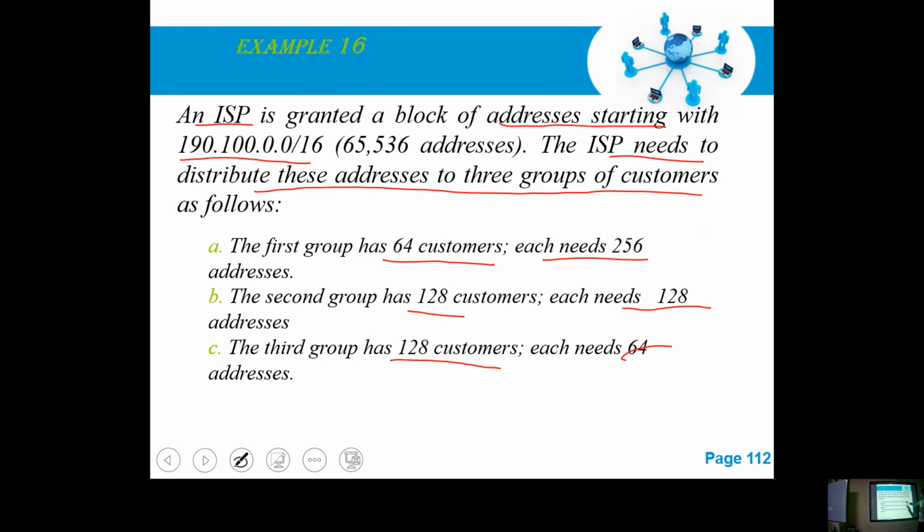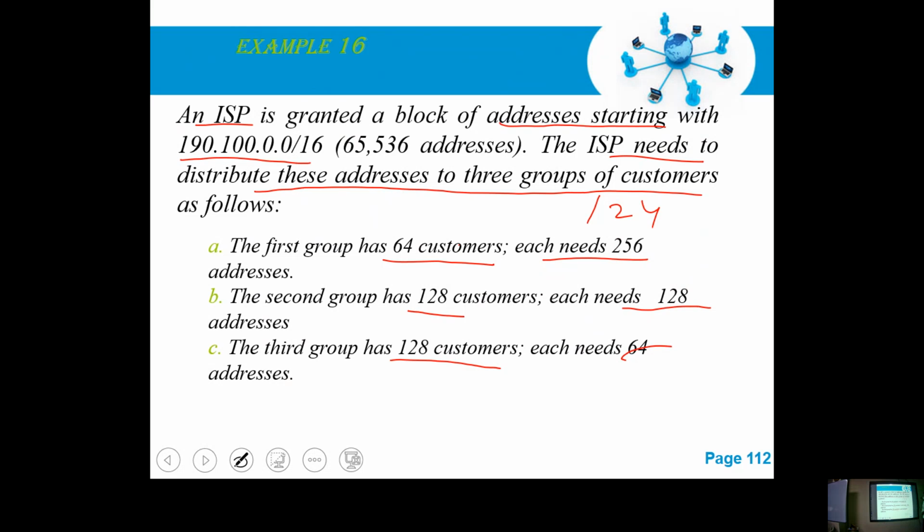So we have to start with this one because always we go with more number of addresses. So starting from this number, I need to consider 64 blocks, each having 256 addresses. So if I need 256 addresses, what should be my prefix? 24, right? Because 256 is 2 power 8. I need to subtract 8 from 32. So we will be having slash 24. Okay. For this one, we will be getting that.